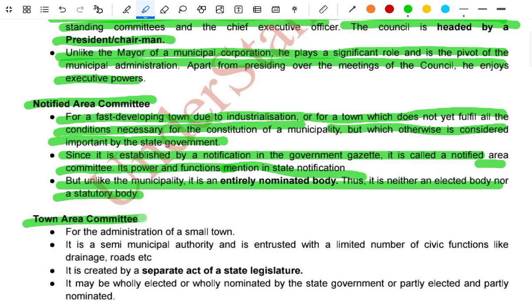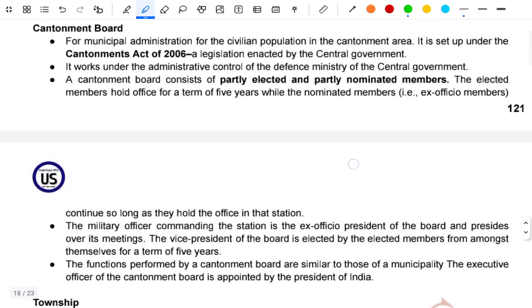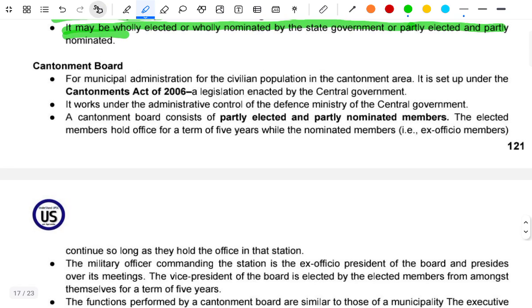Town area committee, for the administration of a small town. It is a semi-municipal authority and it performs a limited number of civic functions like drainage and roads. It is created by a separate act of the state legislature. It may be wholly elected, wholly nominated by the state government, or partially elected and partially nominated.